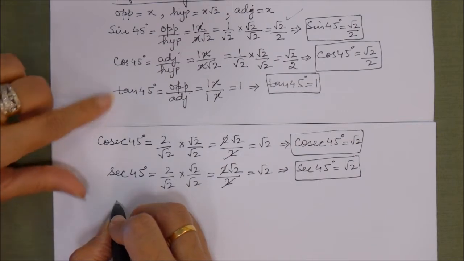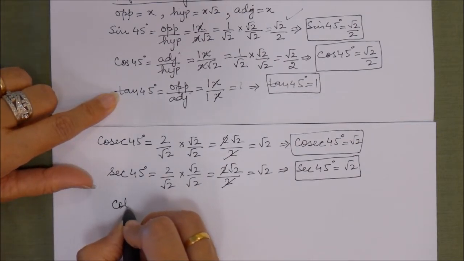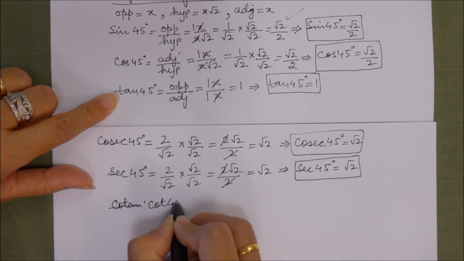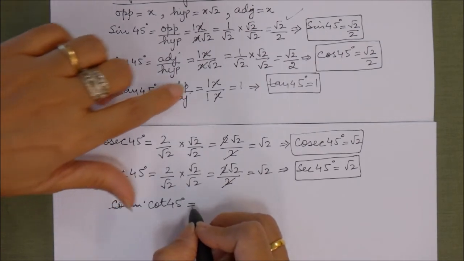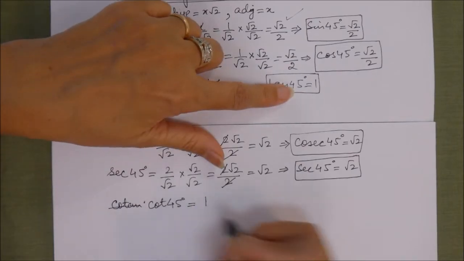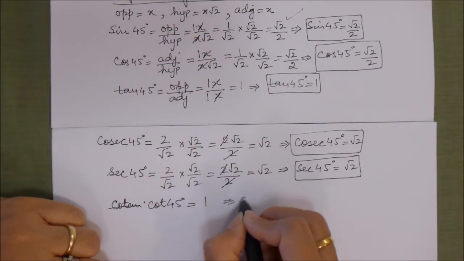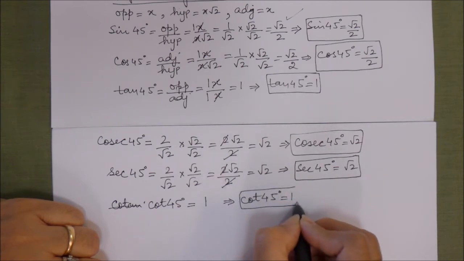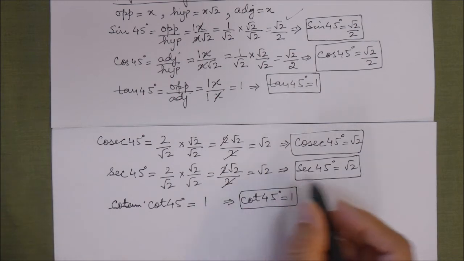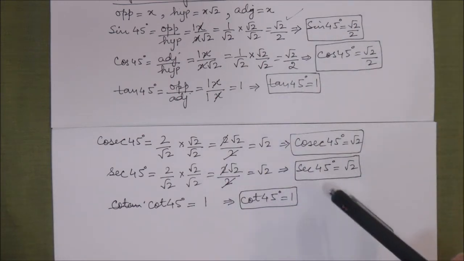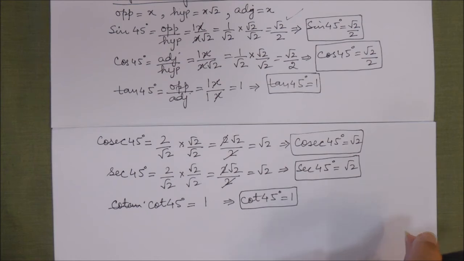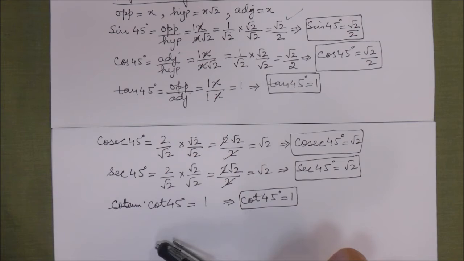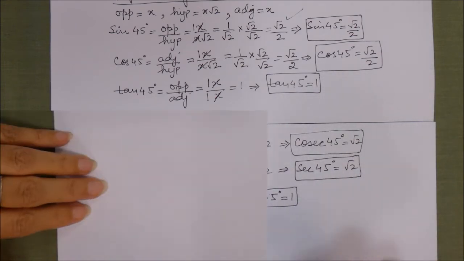Then the reciprocal of tangent 45 is cotangent 45 degree. So what is the reciprocal of 1? The reciprocal of 1 is 1. That means cotangent 45 degree is equal to 1. So this way you can find all the trigonometric ratios of angle 45 degree, whether we take the reference angle as angle C or angle A, since both are 45 degree, the values will be the same.